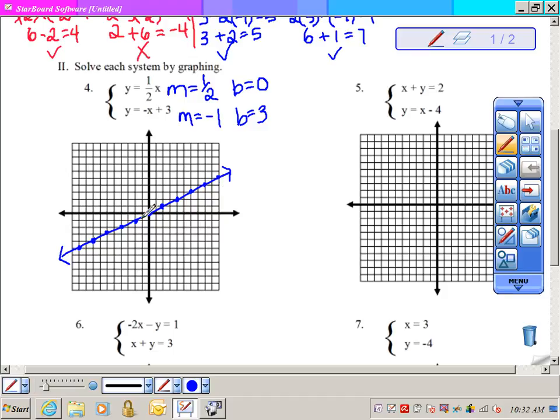Up, down, left, or right? Up 3, right? Start there. From there, what do I do? Up 1 over 1? It's negative 1. Down 1 over 1. The point they have in common, I want you to circle.